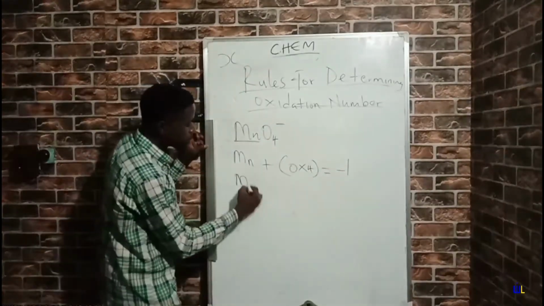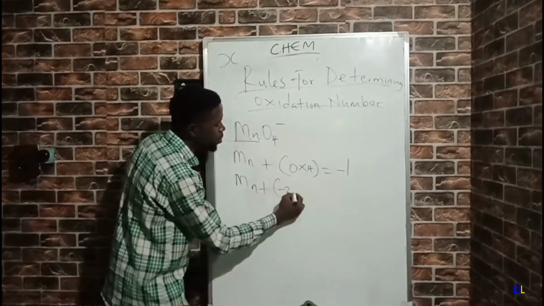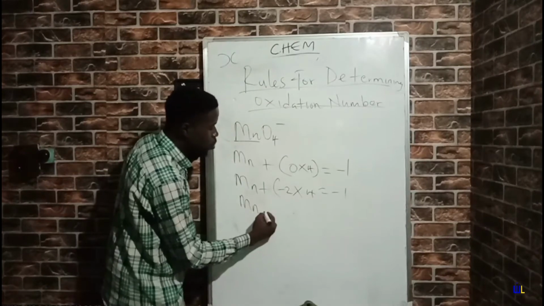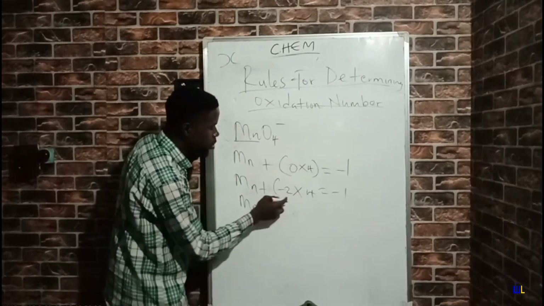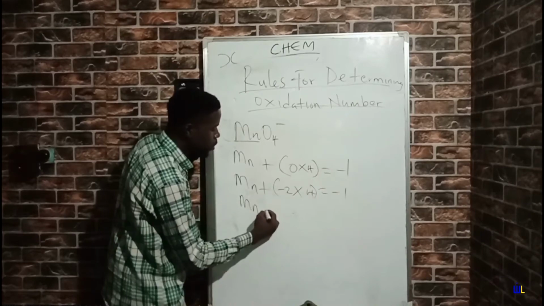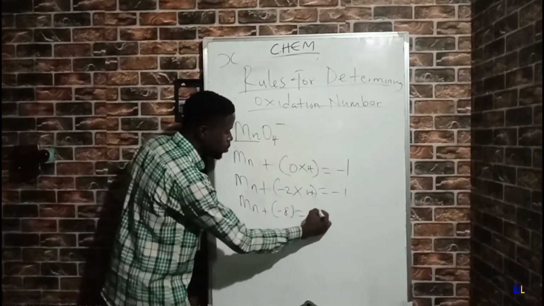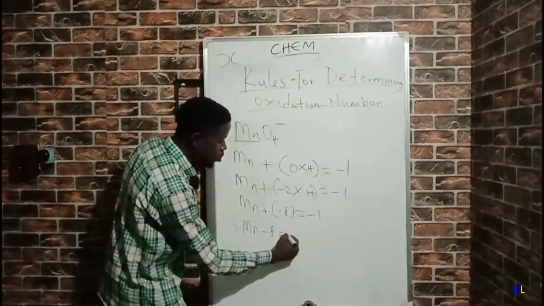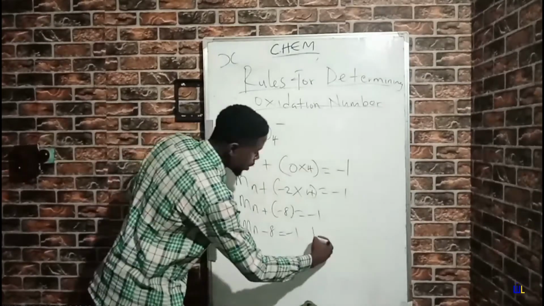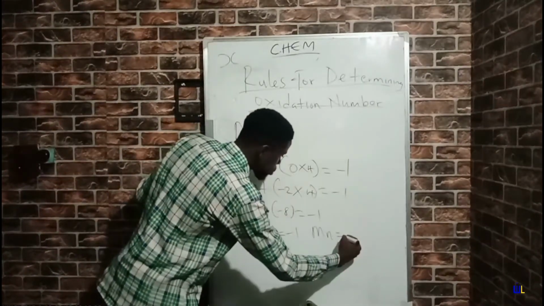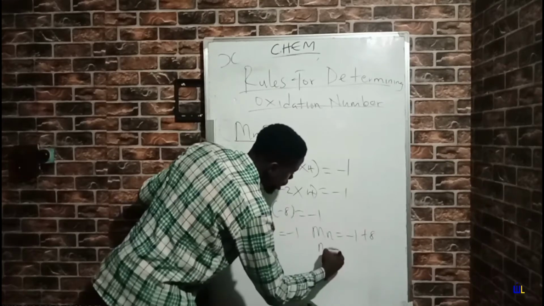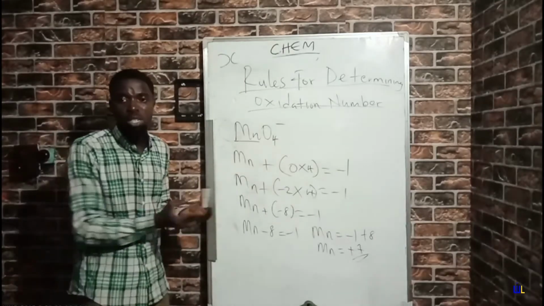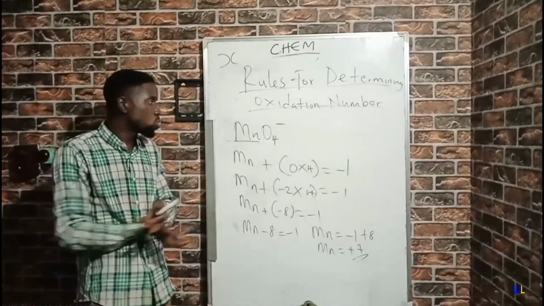So what do we have? Mn plus oxygen, which is minus 2, times 4 equals minus 1. So let's do this. Minus 2 times 4 is going to give us minus 8, which equals minus 1. Your mathematics teacher would have taught you this: Mn minus 8 is going to equal minus 1. Therefore, Mn is going to equal minus 1 plus 8, and the oxidation number of Mn is plus 7. So all you need to do is apply your algebraic rules here.